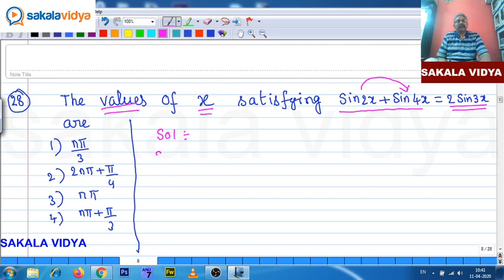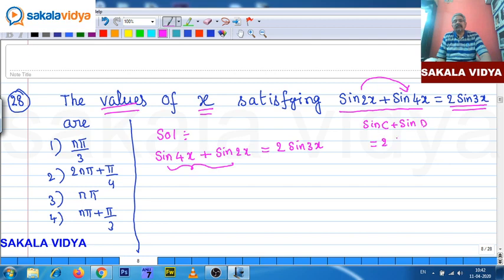This we can write as sin 4x plus sin 2x equals 2 sin 3x. As it is the sin C plus sin D formula, what is it? Sin C plus sin D is equal to 2 sin of C plus D by 2 and cos of C minus D by 2. Am I correct? So this is the formula we have.